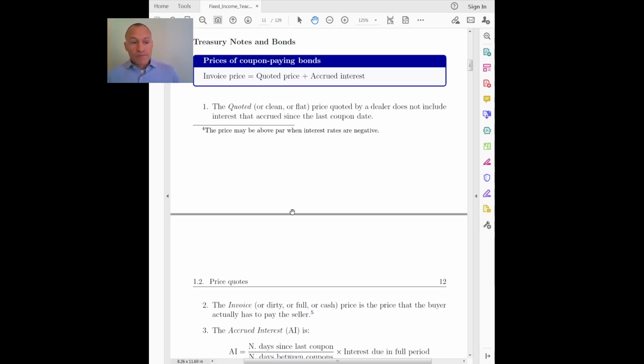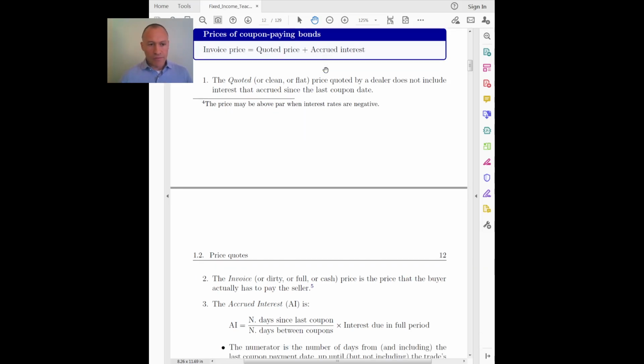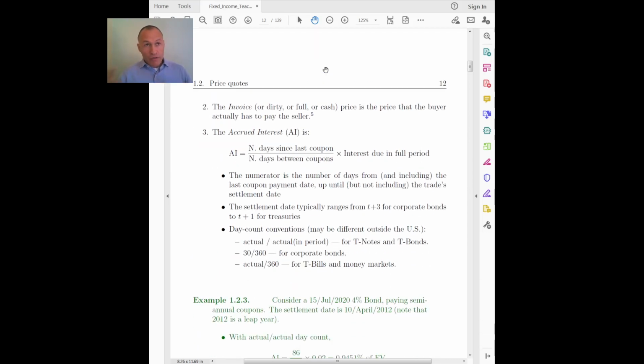However, for some reason, in some markets, instead of quoting that number, what traders do is quote a different number called the quoted price, or the clean price, or the flat price. So basically, they take the full price that they think the bond is worth, and then they separate that into two components. One component is the quoted price that they show, and the other part is this thing called the accrued interest. Actually, what we do is in the reverse order of what I just said.